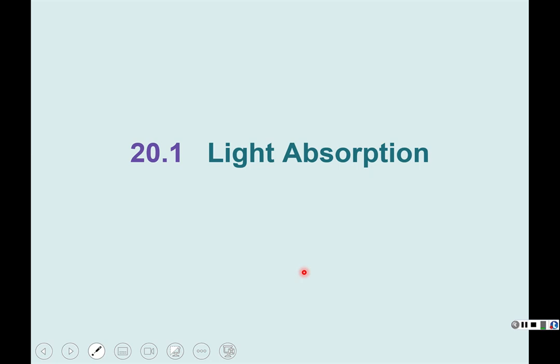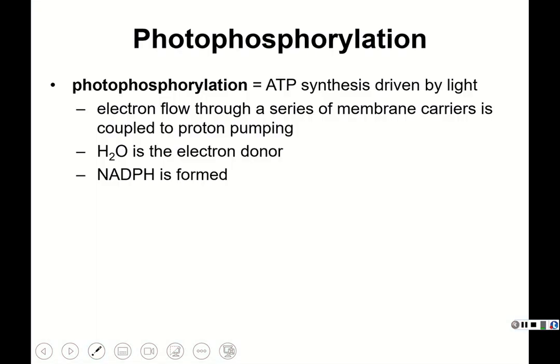All right, so moving to section 1, let's talk about light absorption. Okay. So much like we talked about in glycolysis, we talked about substrate level phosphorylation. And then in chapter 19, we talk about in the electron transport chain in mitochondria, we talk about oxidative phosphorylation. In photosynthesis, what we have is photophosphorylation. All right, and that's where we're synthesizing ATP, but it's being driven by sunlight. And that's where that photo comes in.